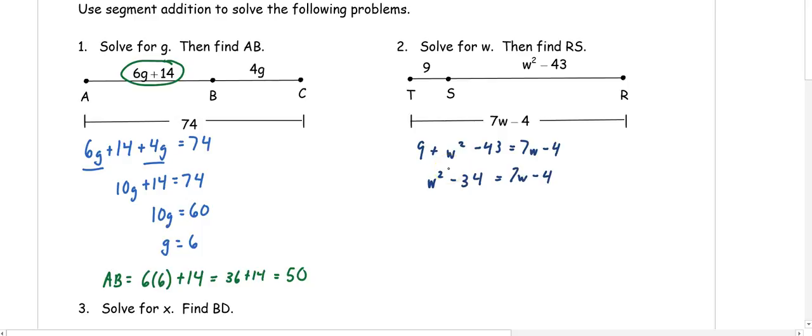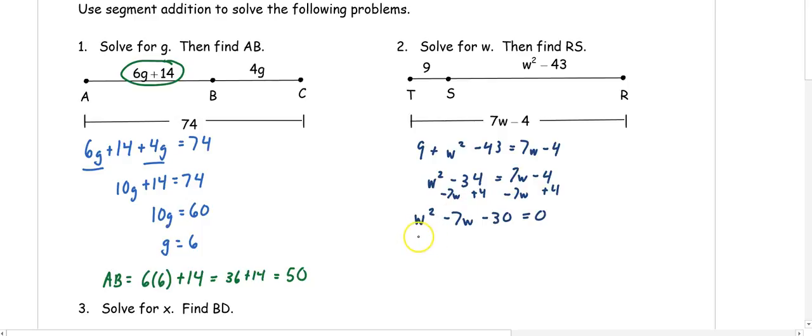Whenever you have a W squared or a squared term in general, we need to factor. So everything has to get on the side of the squared. So we're going to subtract 7W and add 4 to both sides. So W squared minus 7W minus 30 is equal to 0.